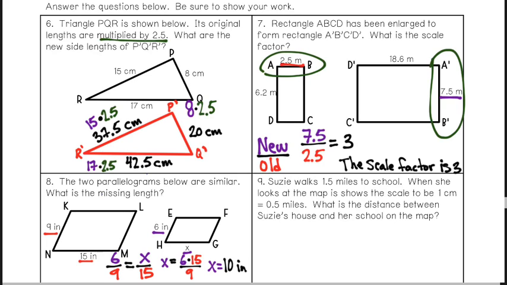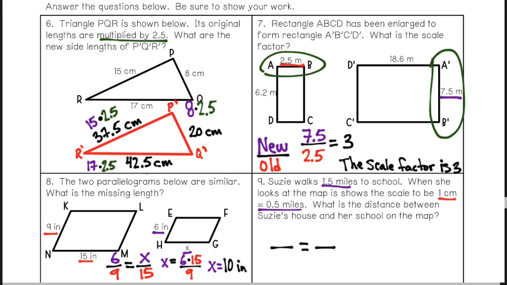Okay, last but not least, this one's probably the easiest one to do without doing any tricks, but I'm just going to walk through just like it was before. So I set up my proportion, and in that proportion it says Susie walks 1.5 miles, and she looks at the map, and it shows that the scale is 1 centimeter is 0.5 miles. What's the distance between Susie's house and her school?